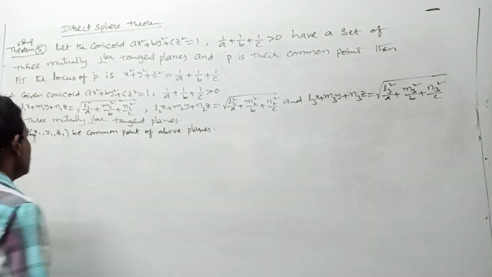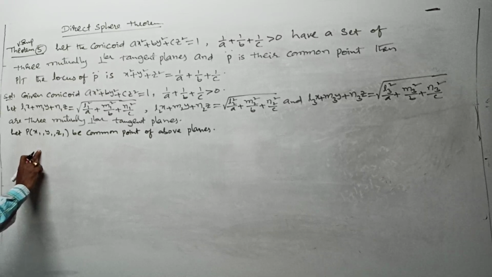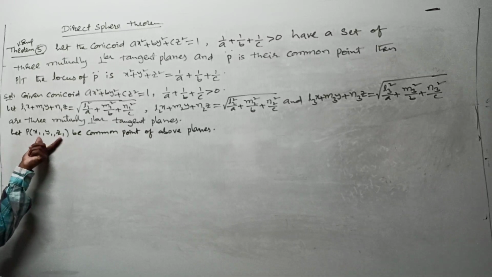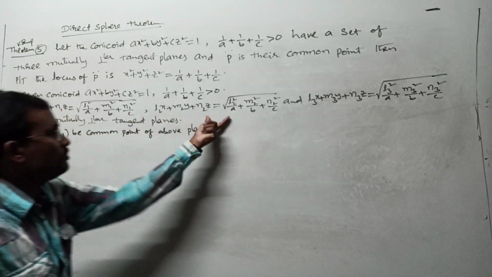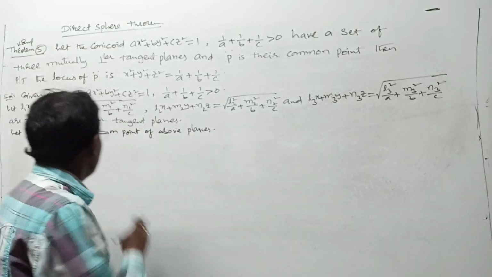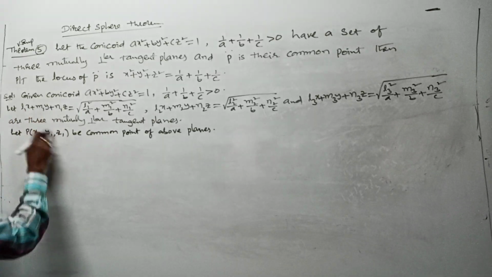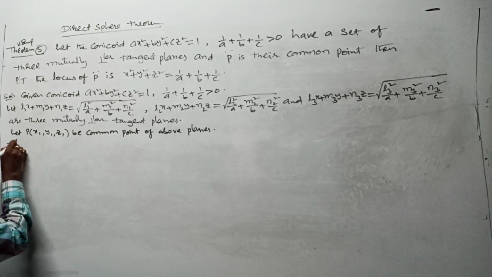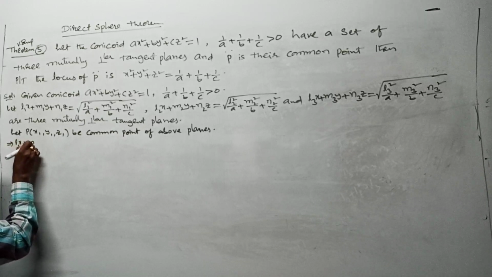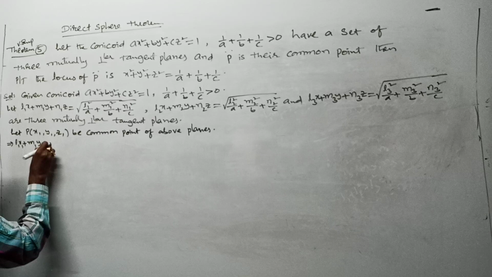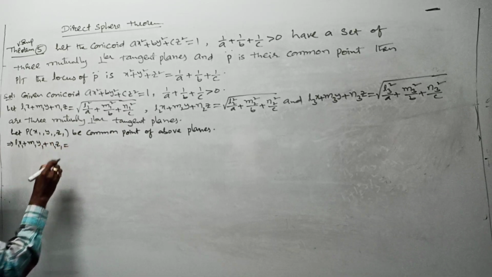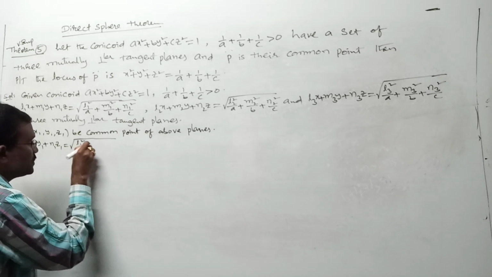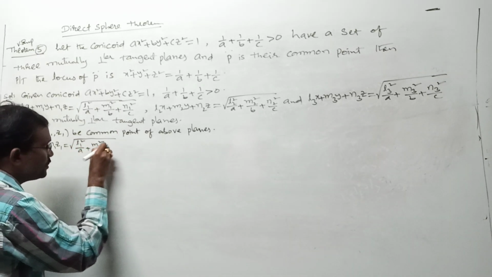Any problem is there? We take P(x1, y1, z1), the common point of the above planes. Whenever this is a common point, it should be on this plane and it is on this plane. Whenever it is on this plane, this point satisfies the plane equation. I mean, this implies we have L1 x1 plus M1 y1 plus N1 z1 is equal to square root of L1 square by A plus M1 square by B plus N1 square by C.